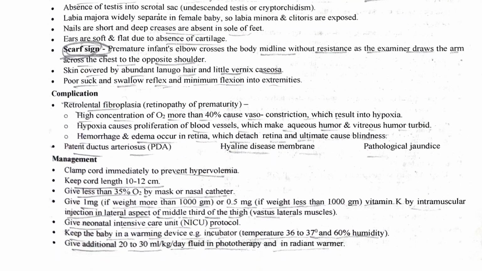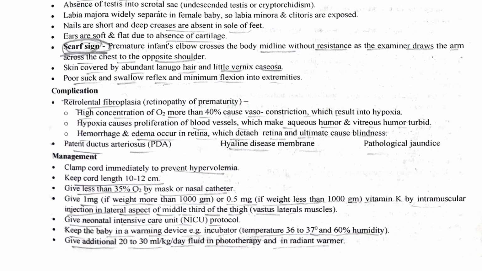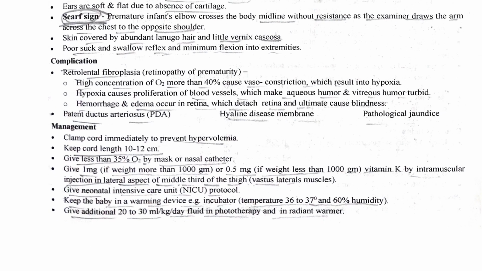Complications: retrolental fibroplasia, retinopathy of prematurity. High concentration of O2, more than 40%, causes vasoconstriction, which results in hypoxia. Hypoxia causes proliferation of blood vessels, which make the aqueous humor and vitreous humor turbid. Hemorrhage and edema occur in the retina, which detaches the retina and ultimately causes blindness. Other complications: patent ductus arteriosus (PDA), hyaline membrane disease, pathological jaundice.